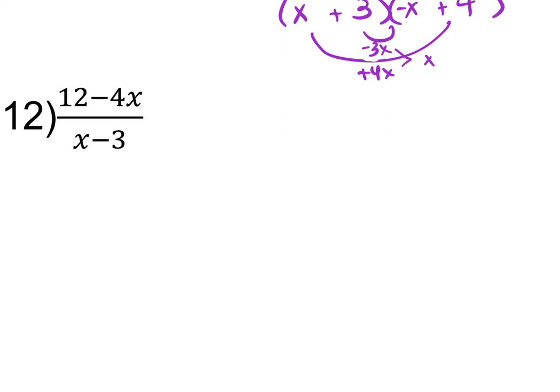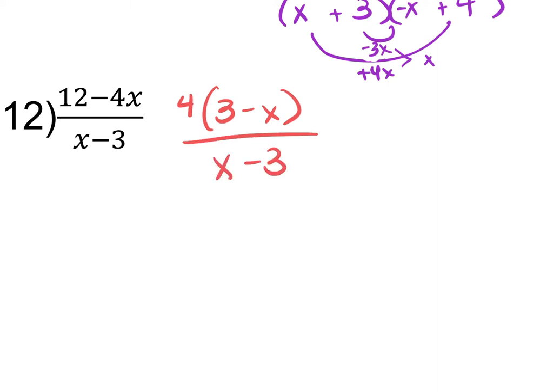Take out a 4. So 4 comes to the outside, and this is 3 minus x. In the denominator, x minus 3. So they are not the same, but they are opposites. I cancel them out. One gets a 1, one gets a negative 1, which means this is just negative 4.